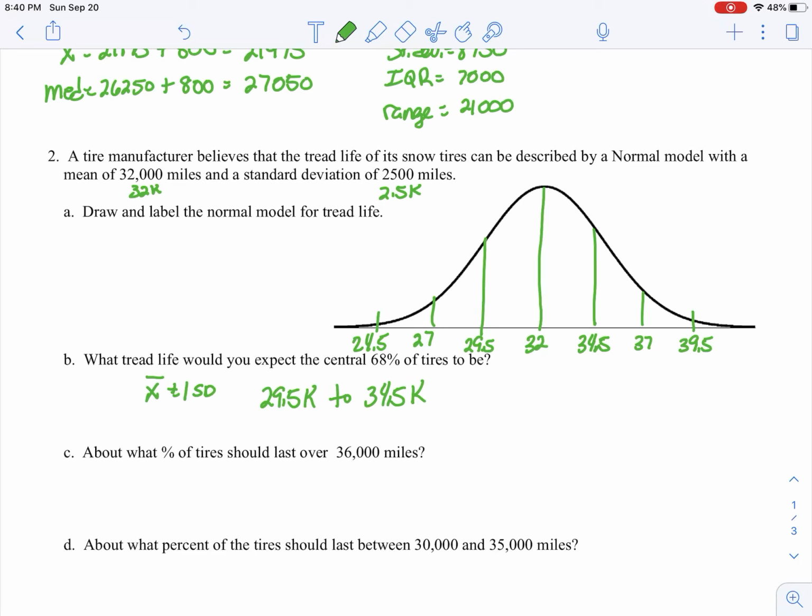What percent of tires should last over 36,000 miles? Again, if we wrote this out, we want the probability of X being greater than 36,000. So that means that we're going to change that into a z-score, unless 36 fell on a standard deviation, which it doesn't. So z is equal to 36 minus 32 divided by 2.5. And here again, I'm going to wish I had this ready to go, but I don't, so you're going to have to bear with me.